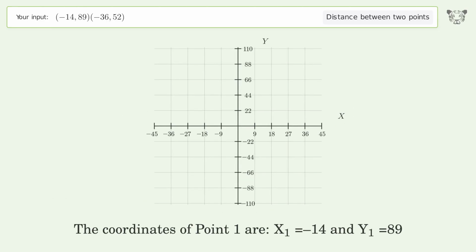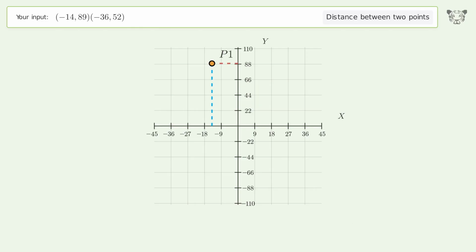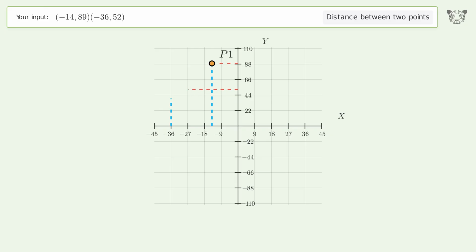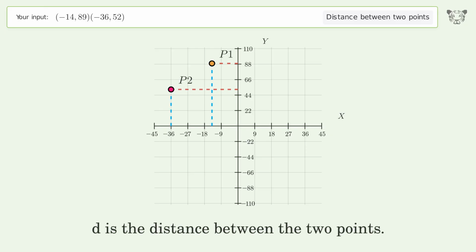The coordinates of point 1 are, x1 equals -14 and y1 equals 89. The coordinates of point 2 are, x2 equals -36 and y2 equals 52. D is the distance between the 2 points.